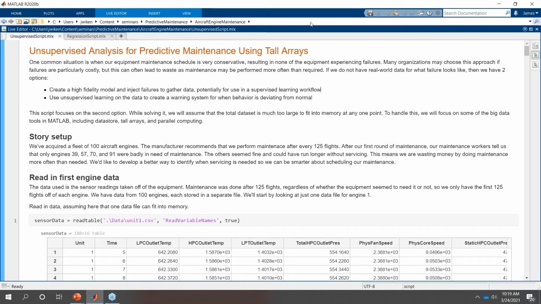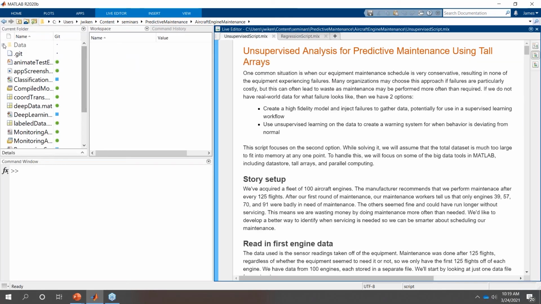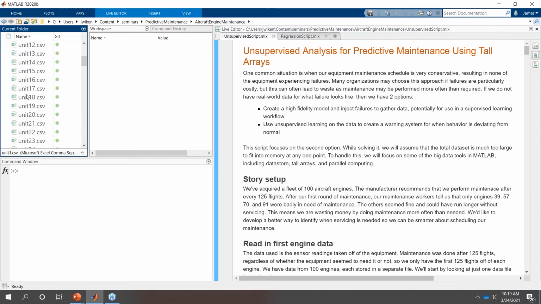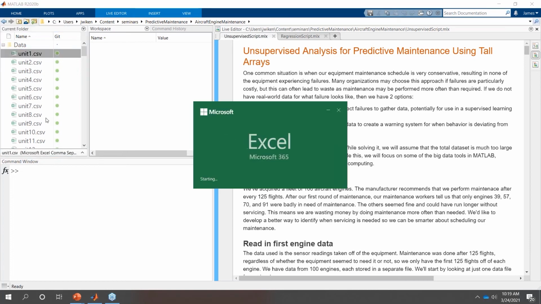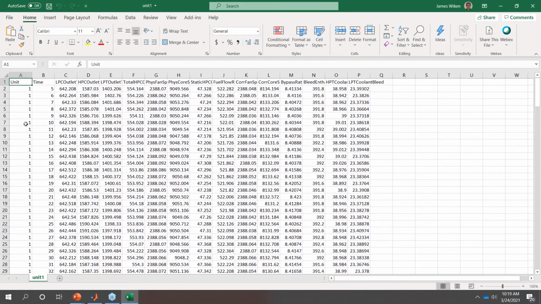So I have the script that I had written before, and we're going to walk through it to solve this problem. First thing we're going to do is load in our data set. Now, our data is stored as a bunch of CSV files right now. I can open one of these outside of MATLAB, just take a quick look in Excel here, so we know what we're working with.